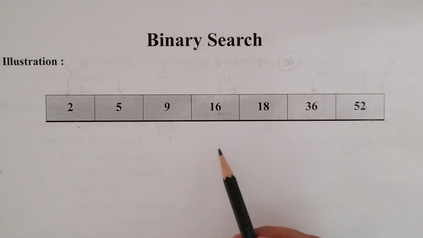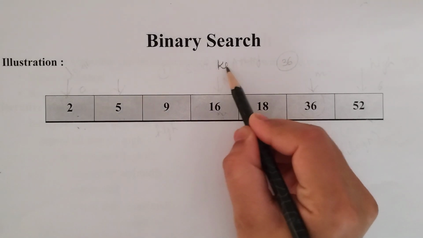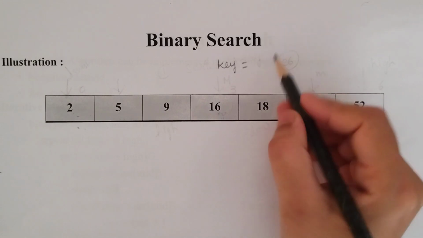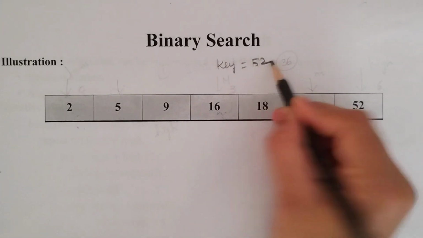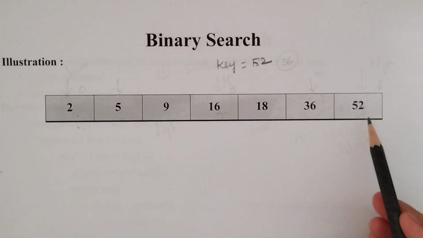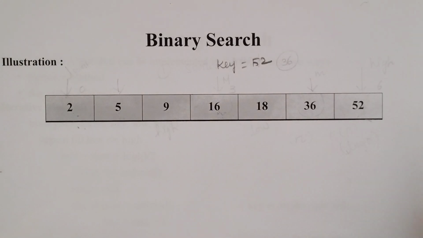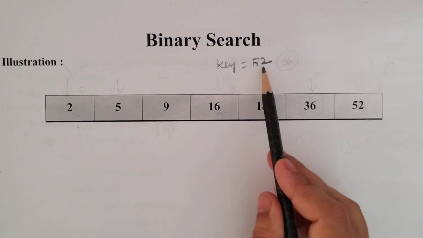First, let me have some key value that I need to search for. Let me take that key value as 52, which is present at the last position of our array. So how do I search for this key value 52?